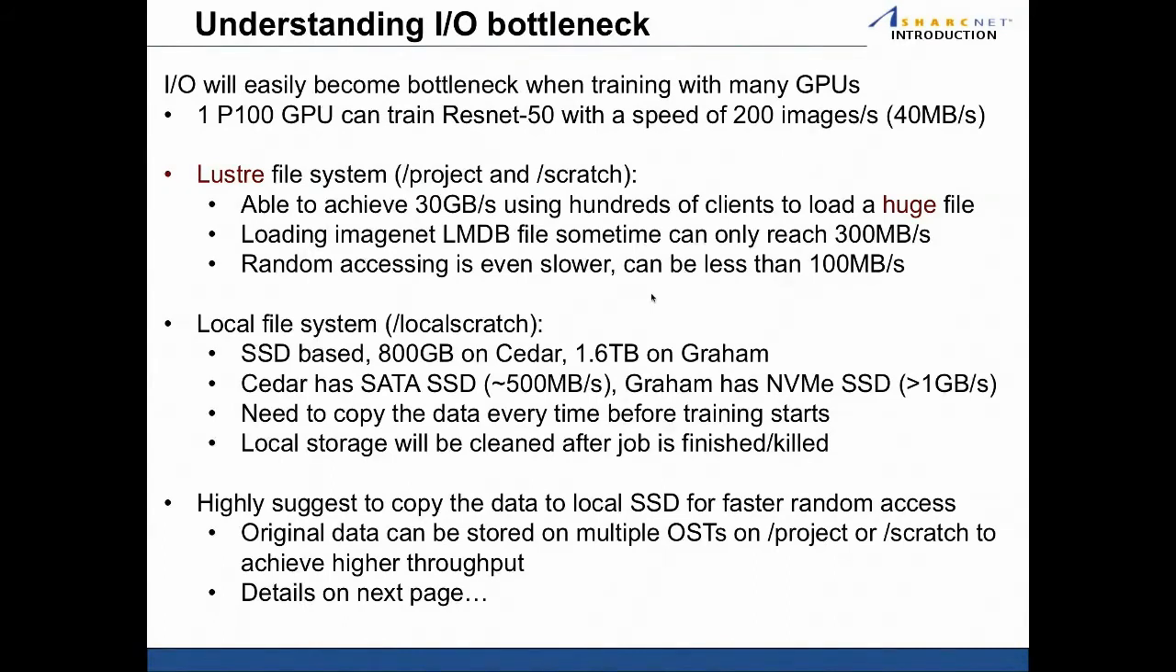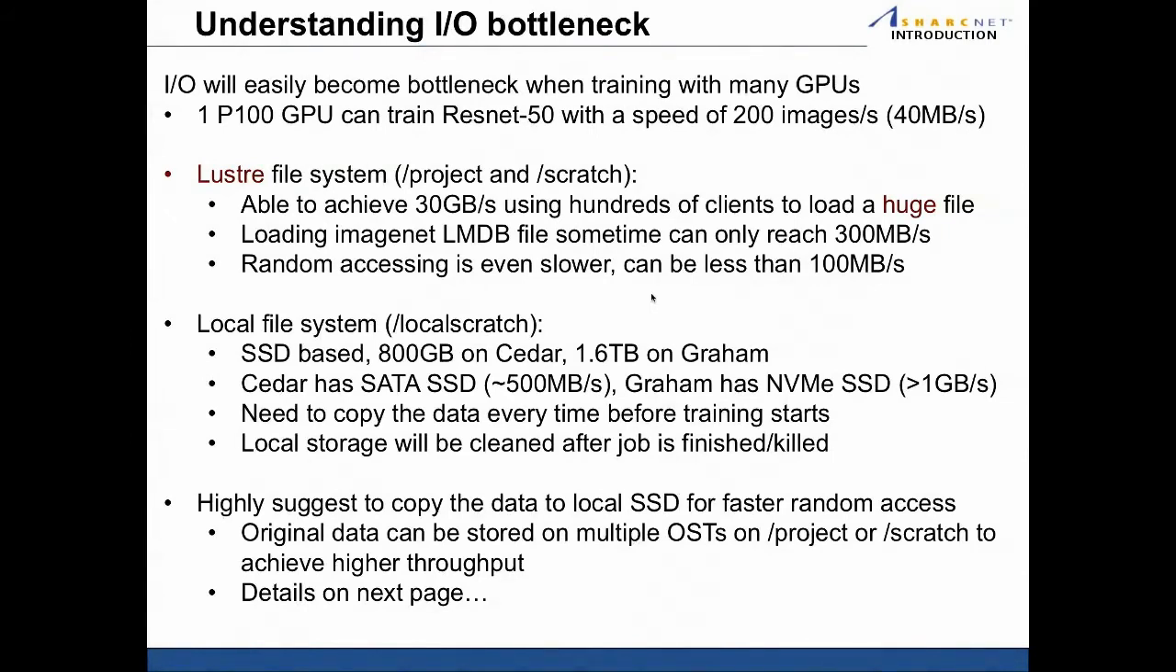And Lustre file system is able to achieve 30 gigabytes per second, but you need to use hundreds of clients to load a huge file, like terabytes of files. It's not commonly seen in deep learning or machine learning because you cannot have hundreds of nodes loading all the data at the same time, and usually you don't have that huge data set. ImageNet data set is only like 200 to 300 gigabytes, so it's not that huge. If you want to achieve that throughput, 30 gigabytes per second, then you need a few terabytes of data.